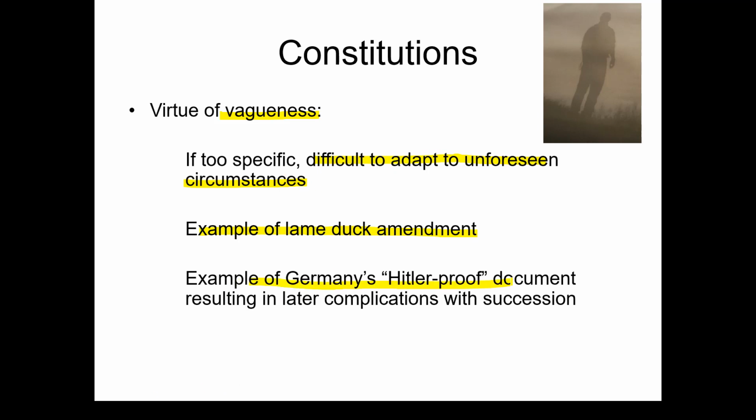Another one is Germany's Hitler-proofing, trying to restrict the type of candidates that can run. What that might have done is result in complications with the succession, because they certainly did not want to create another situation where somebody like Hitler could slip in the back door, get in control, and then maintain control. Well, if you make that so restrictive, then you might have difficulty getting a reasonable succession of leaders.